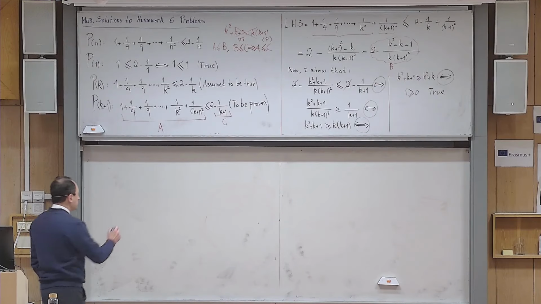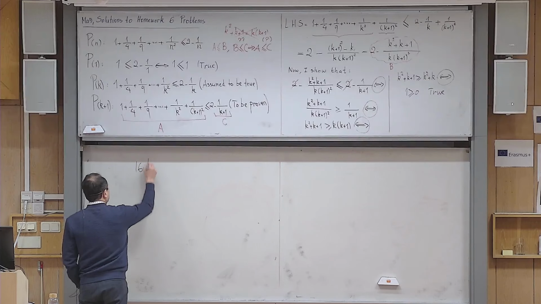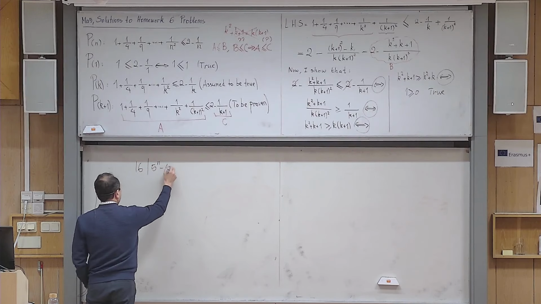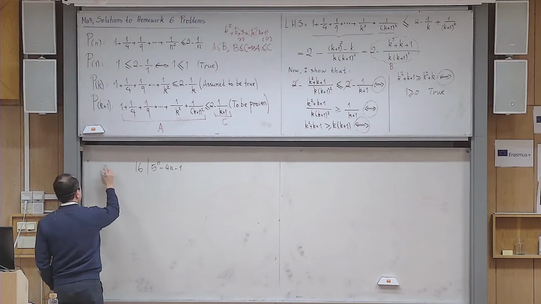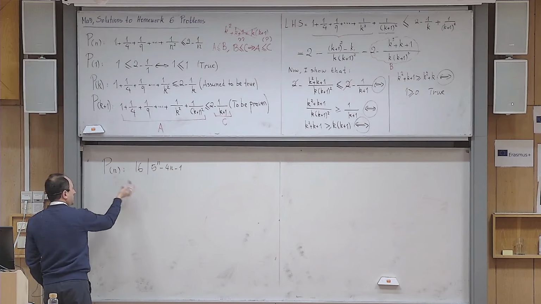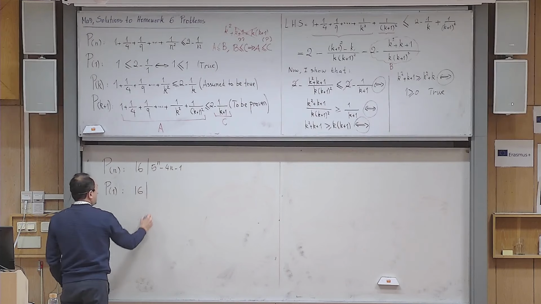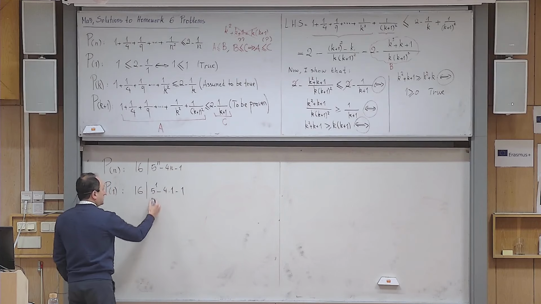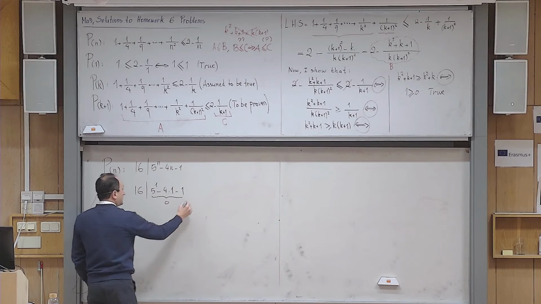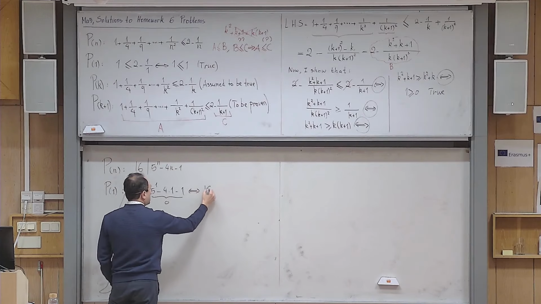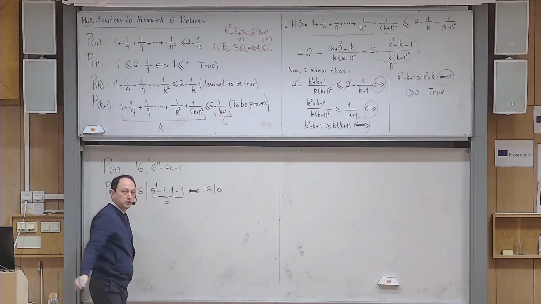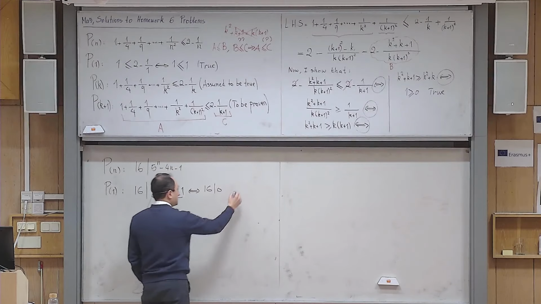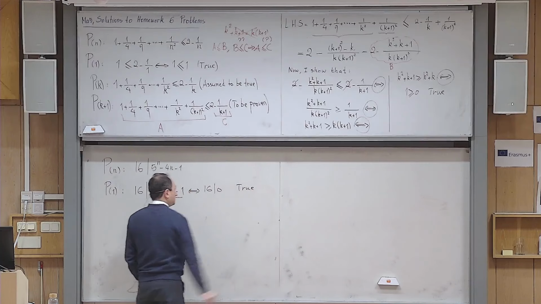My goal is to prove that 16 divides 5 to the n minus 4n minus 1. So I call this a statement P of n. Then I check it for 1. This means that 16 divides 5 to the power of 1 minus 4 times 1 minus 1. But this number is just simply 0. So this is equivalent to saying that 16 divides 0, which of course we know is true. We learned that in number theory. So that is true.